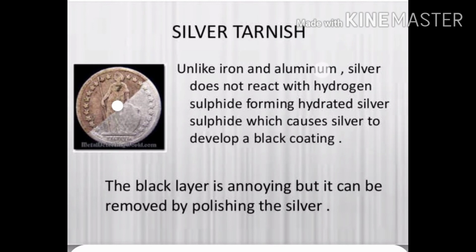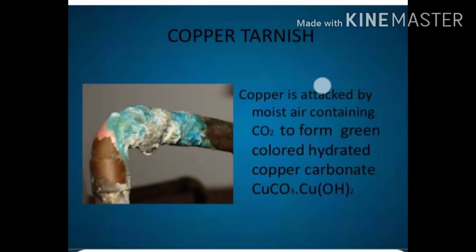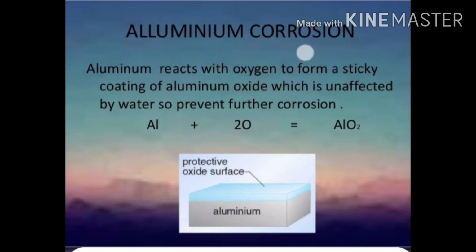Tarnishing of silver: silver reacts with hydrogen sulfide to form hydrated silver sulfide, which causes silver to develop a black coating. And tarnishing of copper: copper is attacked by moisture, oxygen, and carbon dioxide to form green colored hydrated copper carbonate. Aluminium is also a reactive metal which reacts with oxygen to form a sticky coating of aluminium oxide, which is unaffected by water, so it prevents further corrosion.